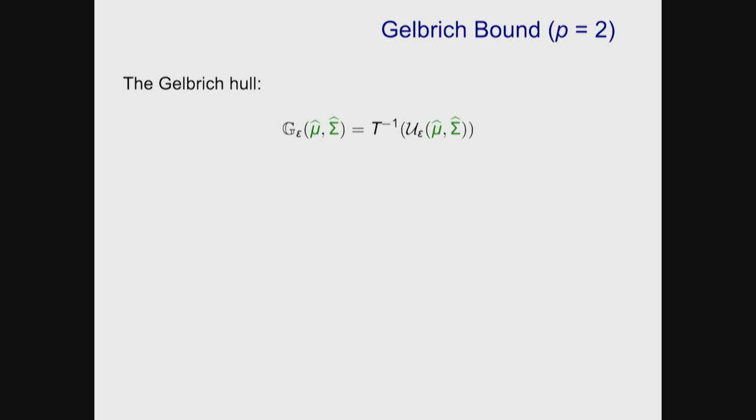So we can now use this uncertainty set to define another ambiguity set in the space of distributions. So we can define the so-called Gelbrich hull as the pre-image of our mean covariance uncertainty set U epsilon under this mean covariance projection T. So this means that by construction, the Gelbrich hull is an ambiguity set that encapsulates the type 2 Wasserstein Ball. Moreover, if this Gelbrich hull contains some distribution Q, then it must contain also any other distribution with the same mean vector and covariance matrix. So therefore, the Gelbrich hull could actually be much, much bigger than the Wasserstein Ball in principle.